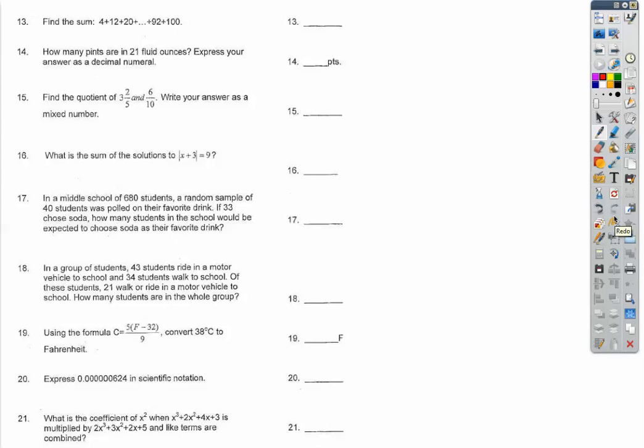So now, in a middle school of 680 students, a random sampling of 40 students were polled on their favorite drink. 33 chose soda. How many students would choose soda as their favorite drink in the whole school? So I just make my proportion.